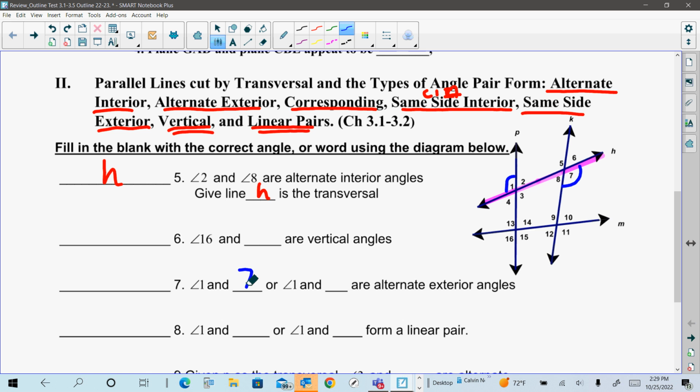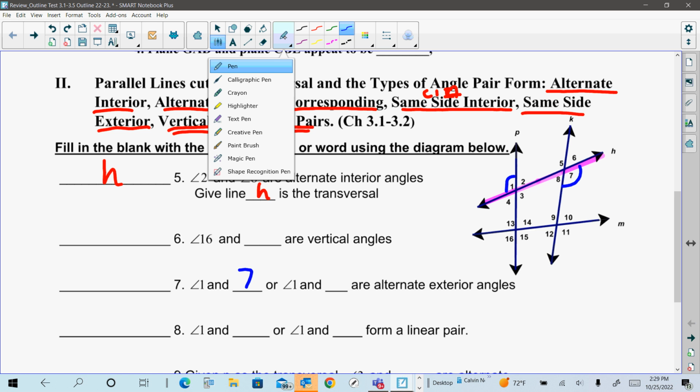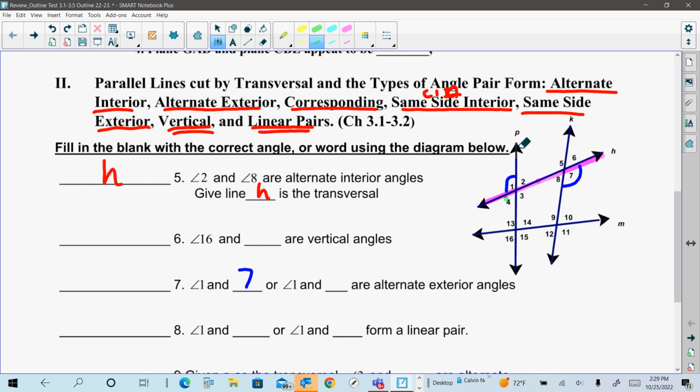Now H could also be a transversal for angle 1, sorry. I could always use P also as a transversal. So if P is a transversal, now I can do an alternate exterior, so opposite sides of this transversal and outside the other two lines, which are H and M, and I could do that with 15. So you are going to have to be able to read lines intersecting, and then which angles would make the special types of pairs.